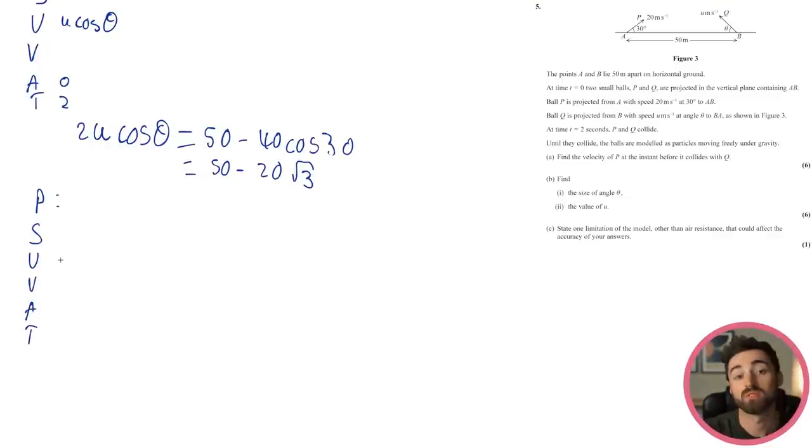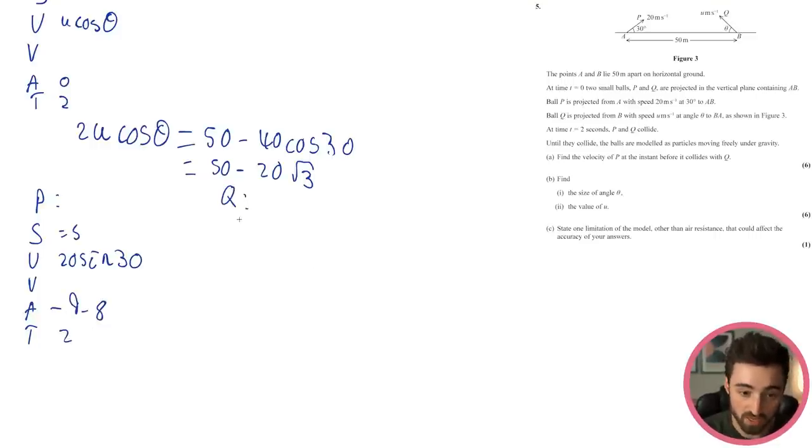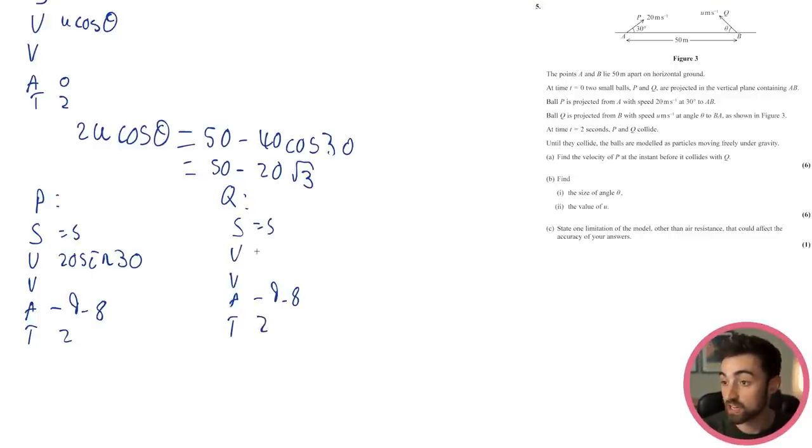Now, we did set this up there, so I will call this S, just S, because that's what we're equating. And then the U is going to be the 20 sine 30. V we have, but I don't really care about it too much at this point. And we have that A is not zero now, do we? Because this is vertical, so the A is going to be minus 9.8. We also have T equals 2. The Q, what do we have? Quite similar things, right? A is minus 9.8. They both are acted upon by gravity. T is also 2. But then the U in this case is going to be U sine theta.